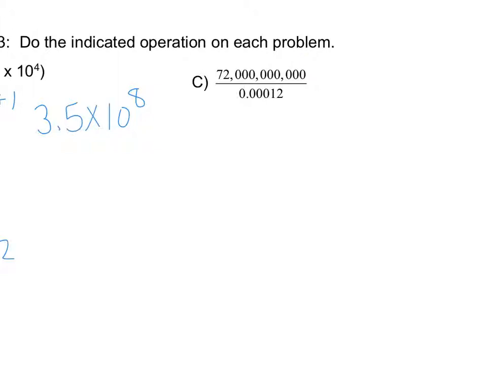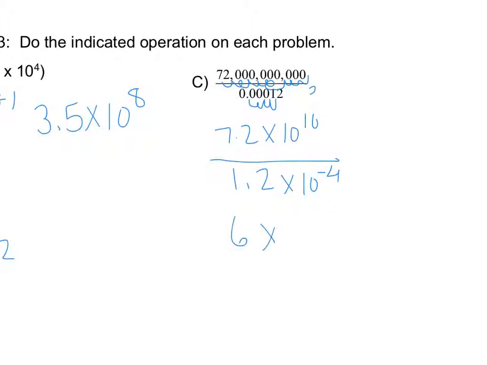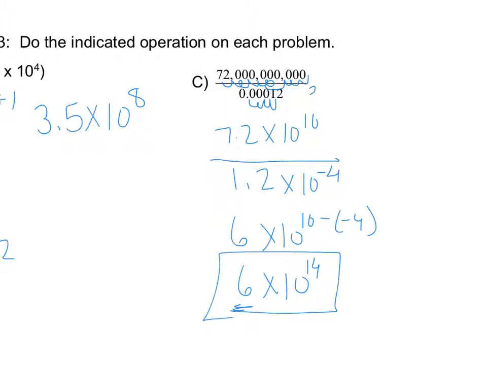So 1, 2, 3, 4, 5, 6, 7, 8, 9, 10. So 7.2 times 10 to the 10th, divided by, and then 1, 2, 3, 4, 1.2 times 10 to the negative 4th. So do 7.2 divided by 1.2. You get 6, times 10 to the 10 minus negative 4. So that'd be 6 times 10 to the 14th. Is that number between 1 and 10? Yes. So we're good. Okay, let's take a look at some more.